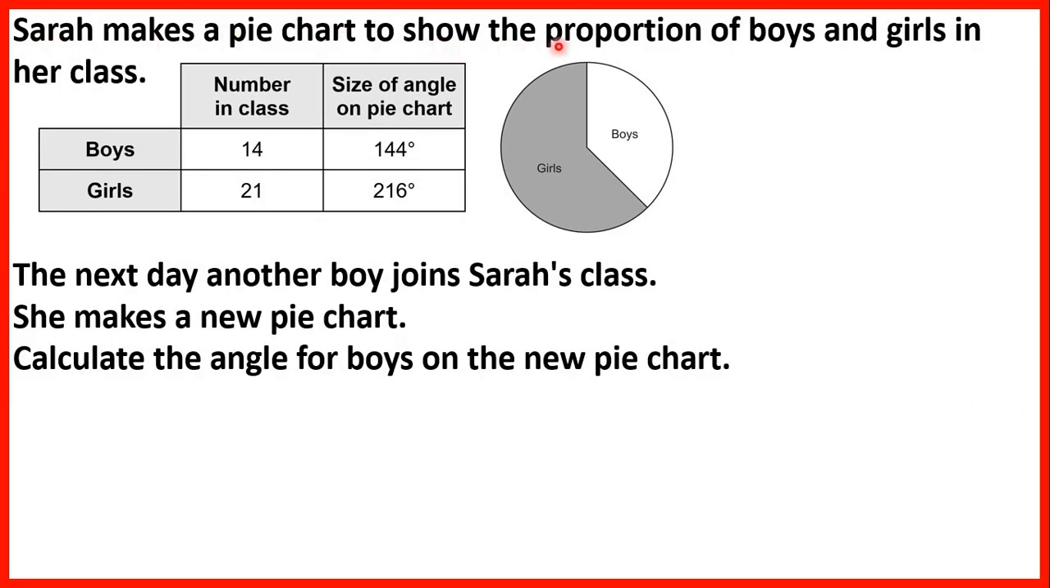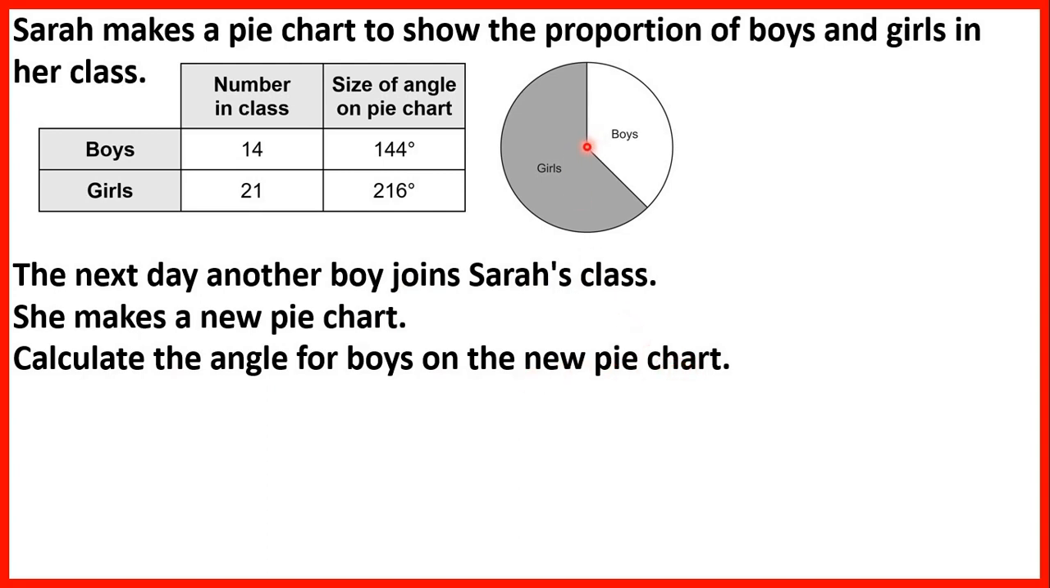Sarah makes a pie chart to show the proportion of boys and girls in her class. The next day, another boy joins Sarah's class. She makes a new pie chart. Calculate the angle for boys on the new pie chart.